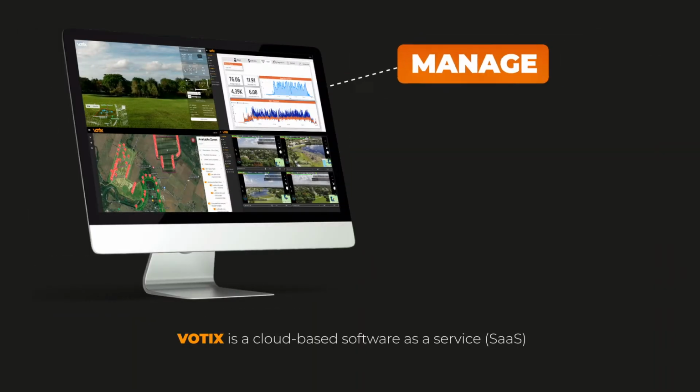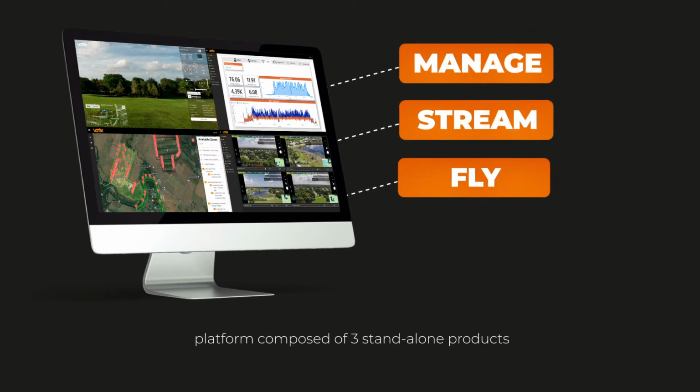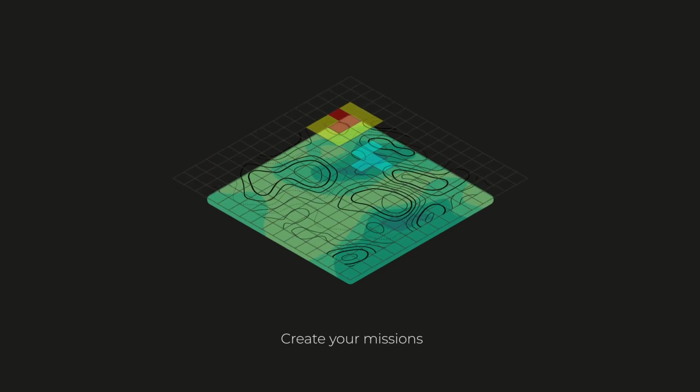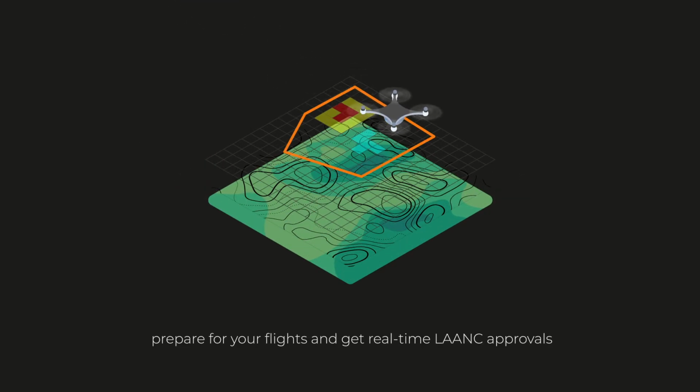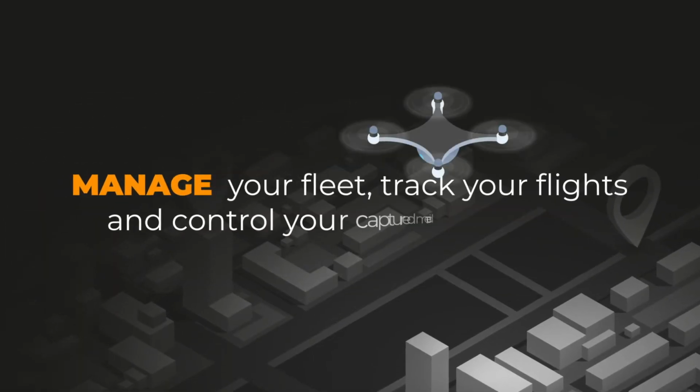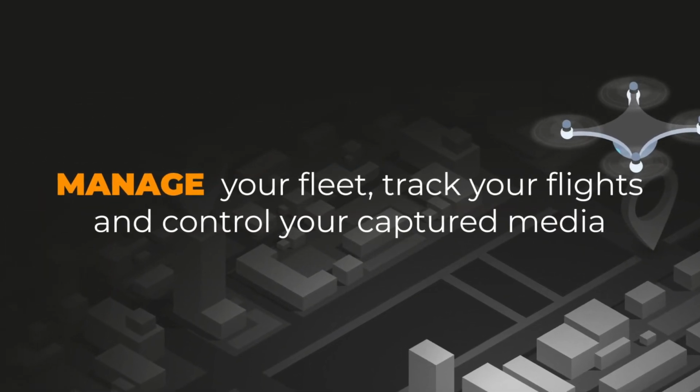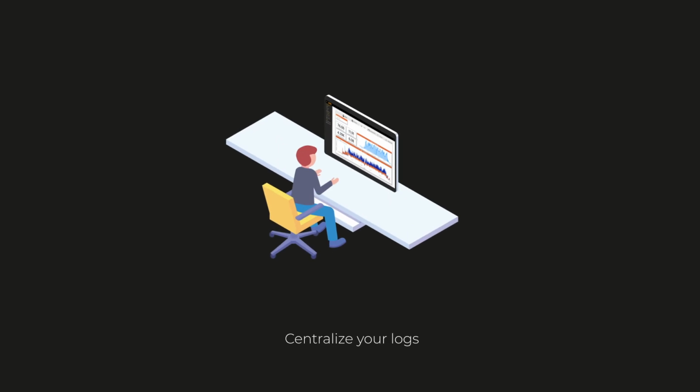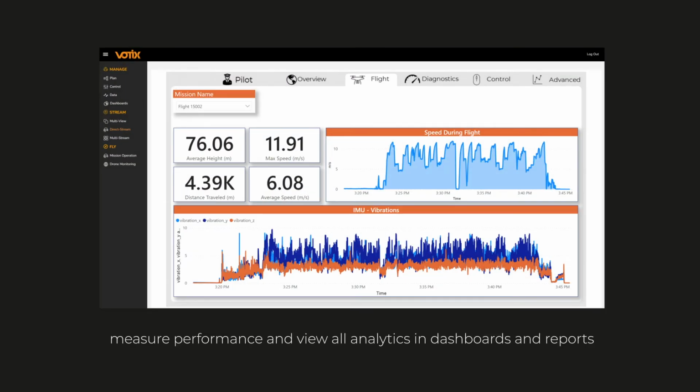VOTIX is a cloud-based software as a service platform composed of three standalone products. VOTIX Manage. Create your missions, prepare for your flights, and get real-time LANCE approvals. Manage your fleet, track your flights, and control your captured media. Centralize your logs. Measure performance and view all analytics in dashboards and reports.